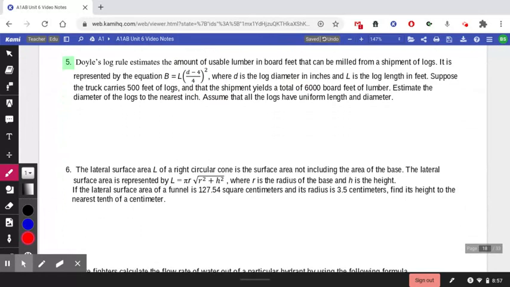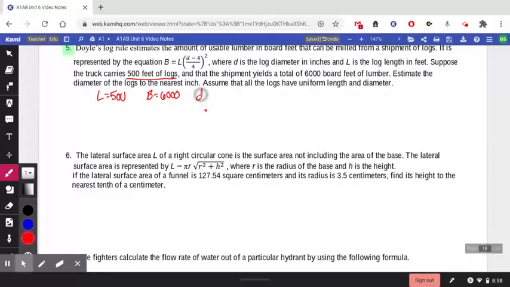Doyle's log rule estimates the amount of usable lumber in board feet that can be milled from a shipment of logs. It is represented by that equation there, where D is the log diameter in inches, L is the log length in feet. Suppose a truck carries 500 feet of logs. All right, so it says L is equal to 500, because L is the log length in feet. And that the shipment yields a total of 6,000 board feet of lumber. All right, so that's B. This whole equation says that we have 6,000 board feet of lumber. Estimate the diameter to the nearest inch.